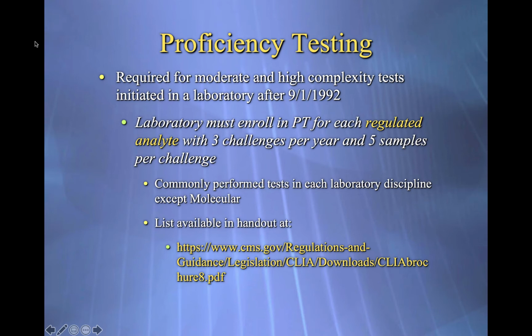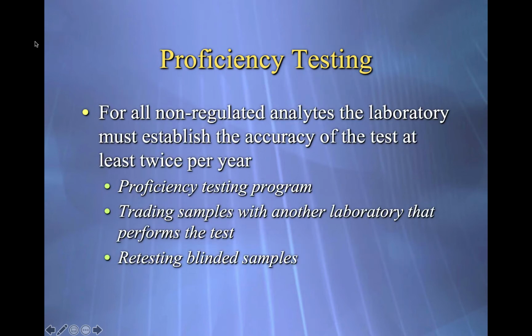The regulated analytes are really commonly performed tests in virtually every laboratory discipline except molecular. Those came late, so those aren't included in the regulated analytes. And you can get a full list of those regulated analytes, a little handout there, CLIA brochure, which is a really nice walkthrough of proficiency testing. And I'd recommend just pulling it up and looking through it. It'd take about 5 minutes, and you can see what the actual regulated analytes are. So for all regulated analytes, you must get a PT from an accredited PT provider, and you get the samples, you do the test, you send back in the results, and you're graded.